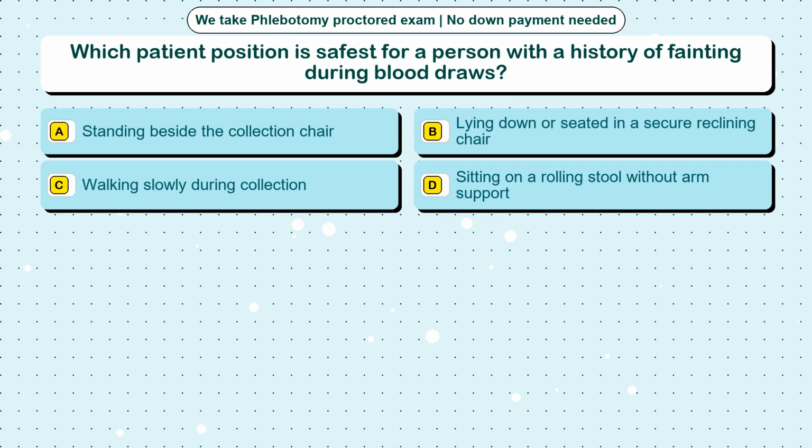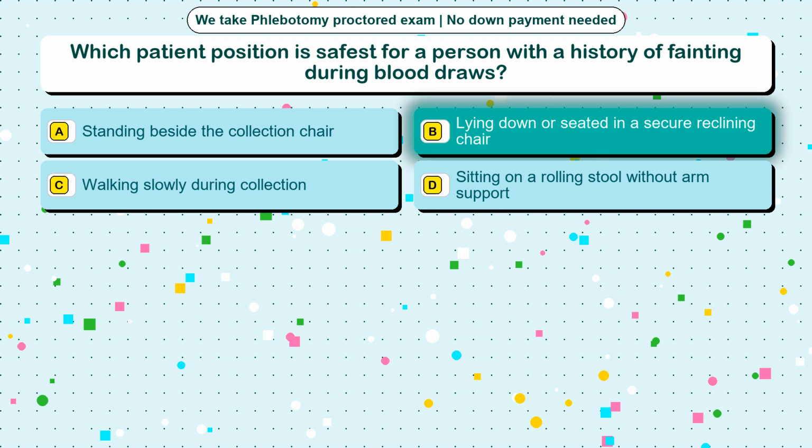Question 32. Which patient position is safest for a person with a history of fainting during blood draws? Option A, standing beside the collection chair. Option B, lying down or seated in a secure reclining chair. Option C, walking slowly during collection. Option D, sitting on a rolling stool without arm support.